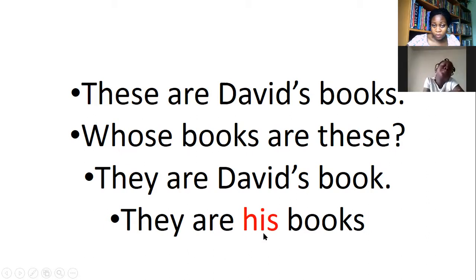Assuming this sentence says, they are Mignonette's books. Mignonette is a girl. So you say what? They are her books. Very good.